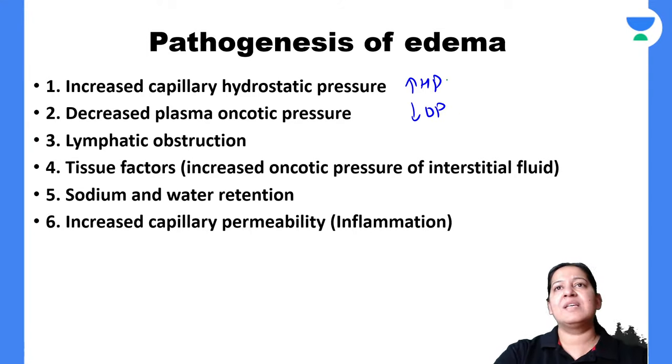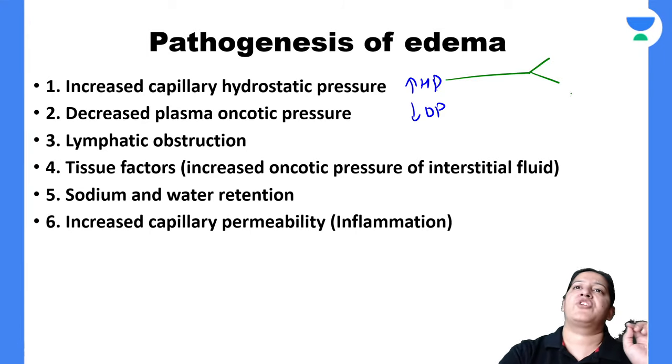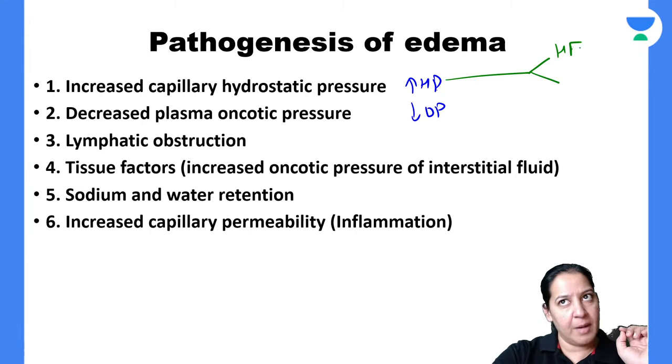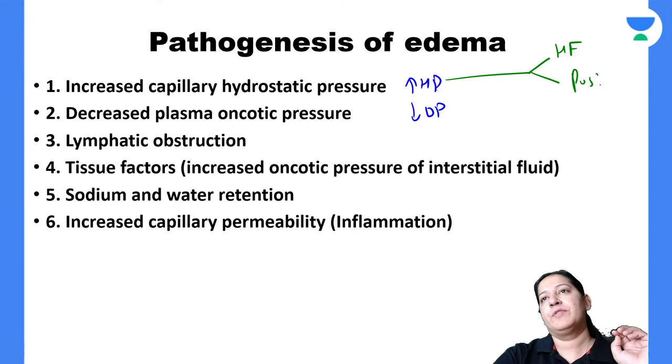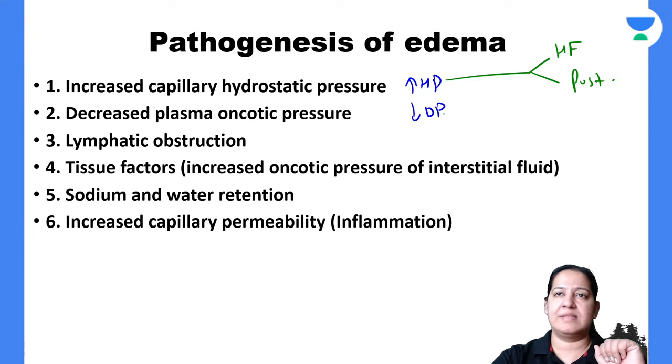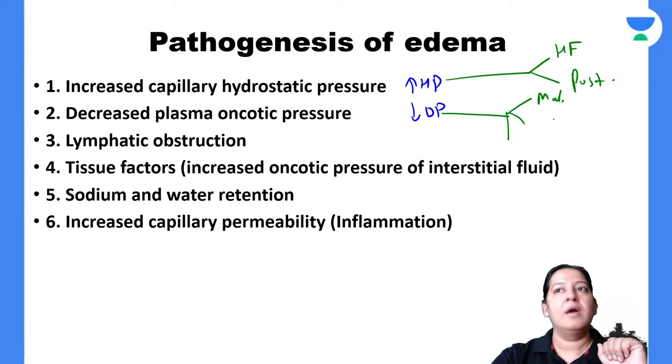So there are two reasons of increased hydrostatic pressure. Either heart failure, number one, the right and left heart failure both. And number two is postural edema, due to the posture, standing, constant standing. Decreased oncotic pressure has three reasons. Number one, malabsorption. Number two, liver failure. And number three, kidney failure.